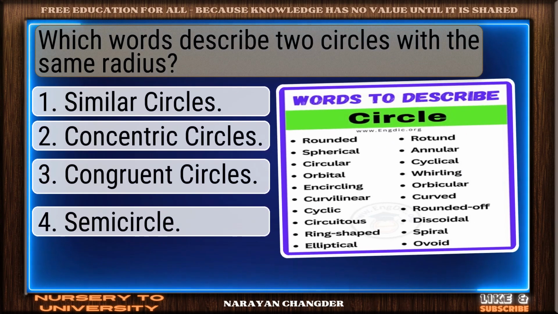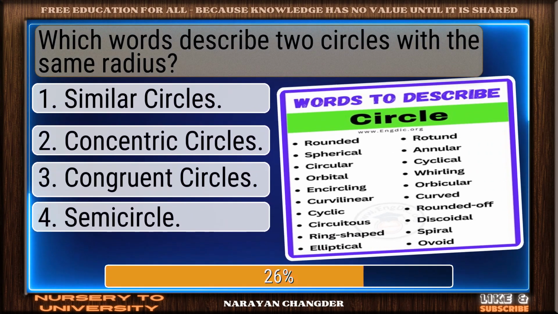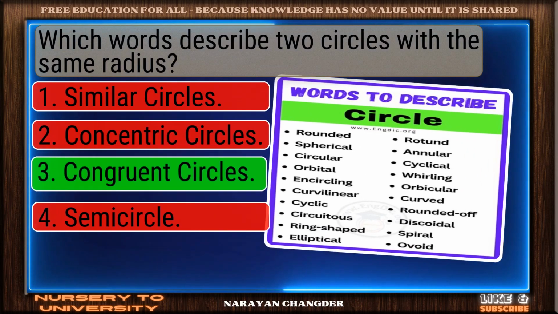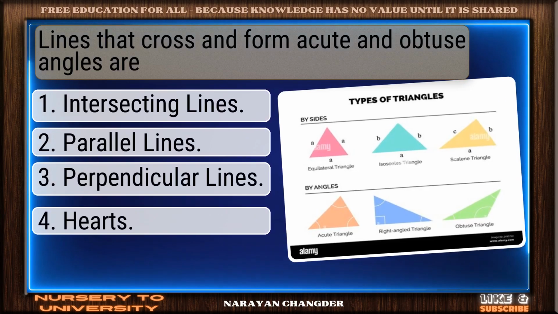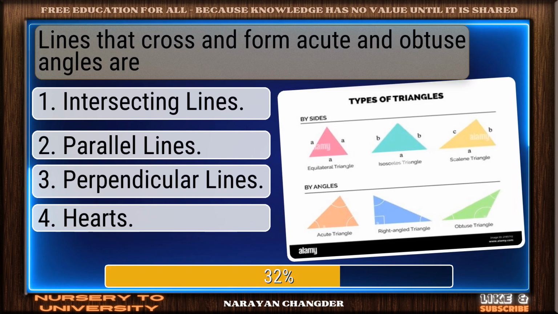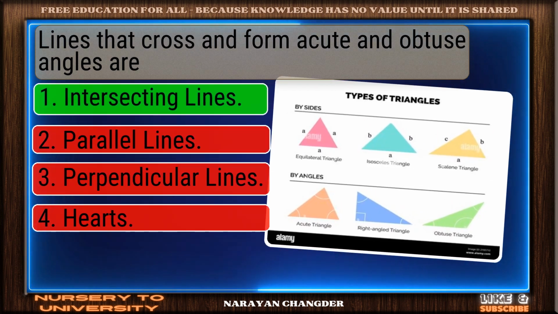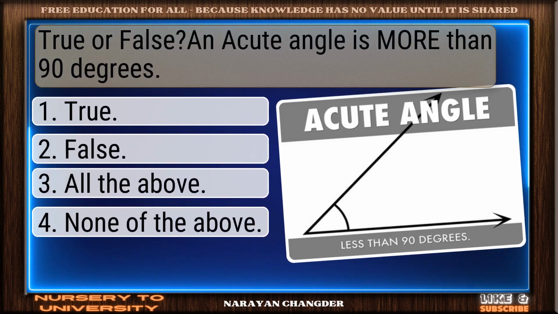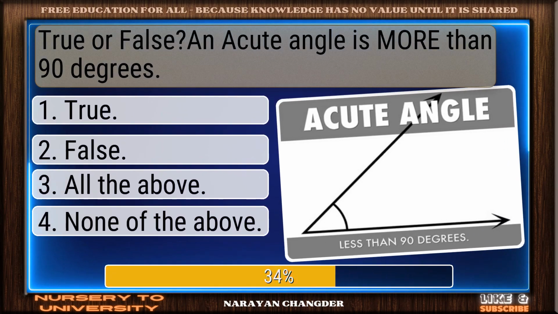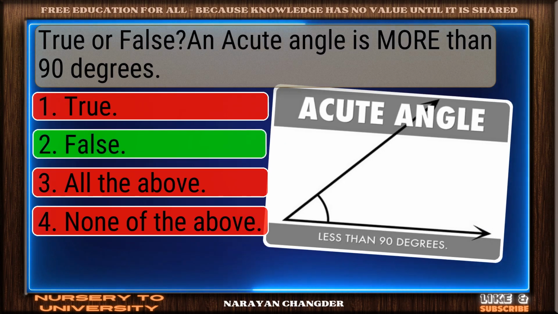Question number 157. Which words describe two circles with the same radius? Exactly. Congruent circles make sense, and it is the right choice. Question number 158. Lines that cross and form acute and obtuse angles are. Well reasoned. Intersecting lines is the correct choice. Question number 159. True or false? An acute angle is more than 90 degrees. Well done. False is the right choice.